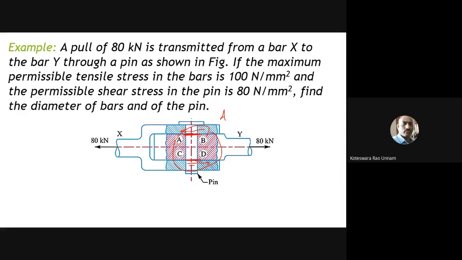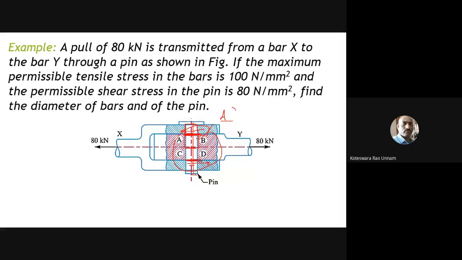Suppose the pin is there only up to this point, and the pin length is reduced, placed only up to here. Then in that case it is shearing at only one location, so I can say it is a single shear. But here the pin is from this point to this point, and from this point to this point. It is shearing at two locations, so I call it a double shear.